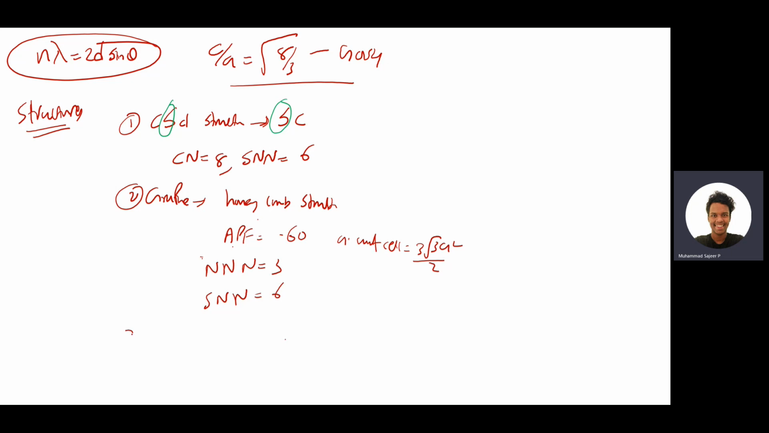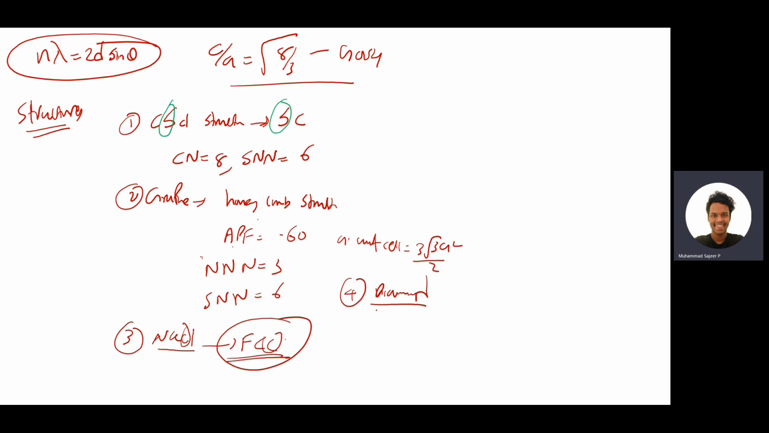Okay. Sometimes they ask about NaCl. NaCl is also known as the rock salt structure. It is an FCC, with Cl here and Na here. Okay, so NaCl is an FCC structure, you remember. The diamond cubic structure is also an FCC actually, but it is a two-atom-basis FCC. It's also an FCC, but two atom based.